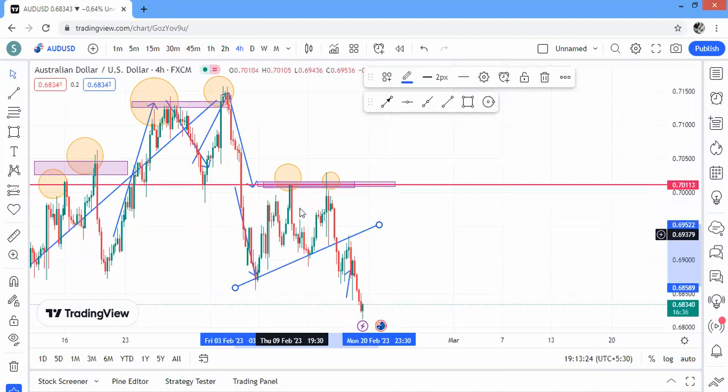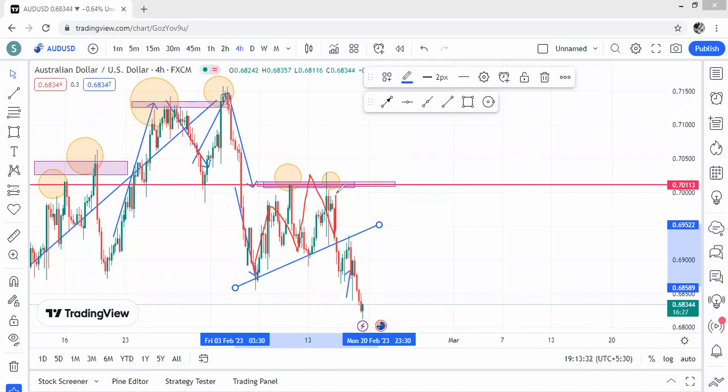Now, what type of structure? This is a correction zone. If you've been watching my videos, then I mention these things every time. This is a correction zone. So what happens in the correction zone? Price is trying to gain momentum to push to the next low.